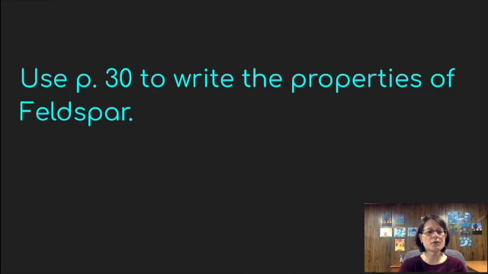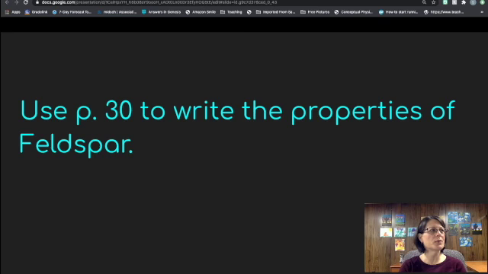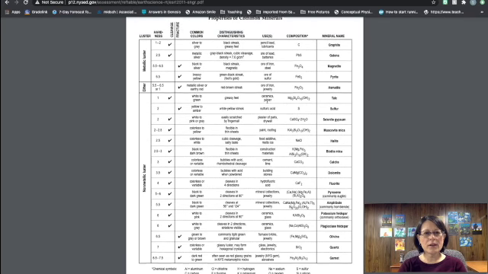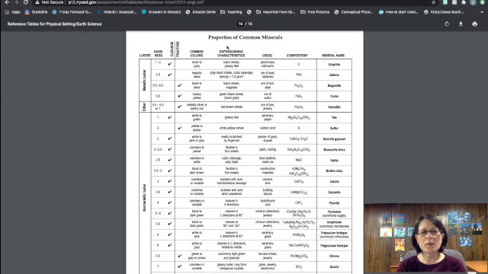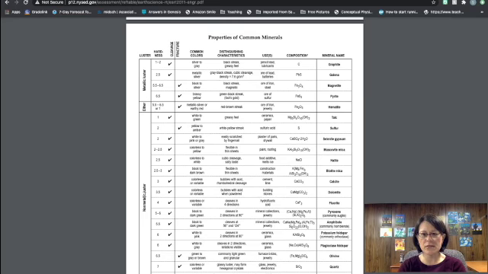Now, I'm going to switch over to the reference tables really fast here. Okay, so here you see the earth science reference tables. This is the back page of the reference tables. This is some properties of common minerals. You will see over here there's a column for luster, and it breaks them up. The top half is metallic luster, the bottom half is non-metallic. They do not get as specific as your book on page 30.